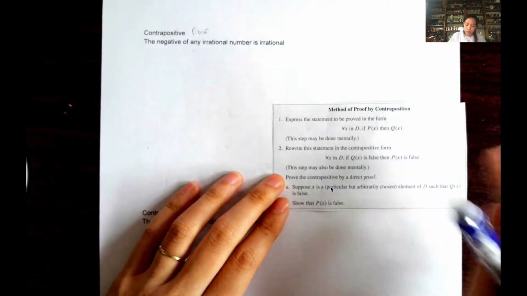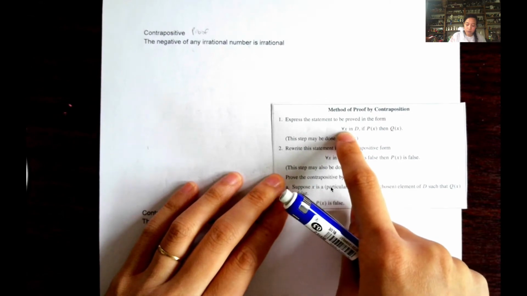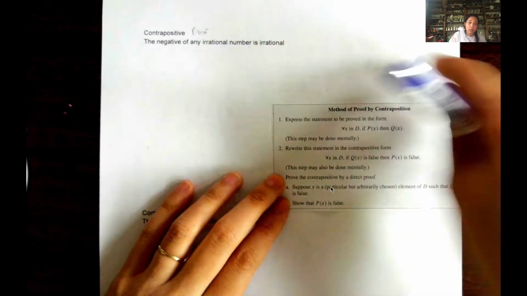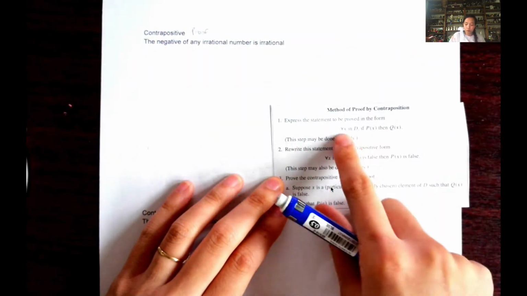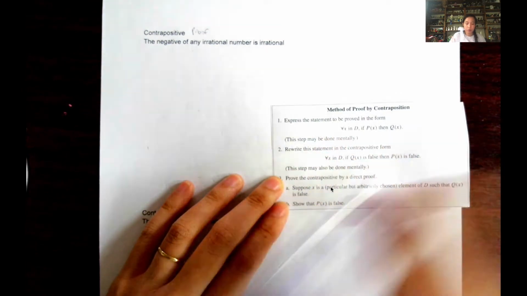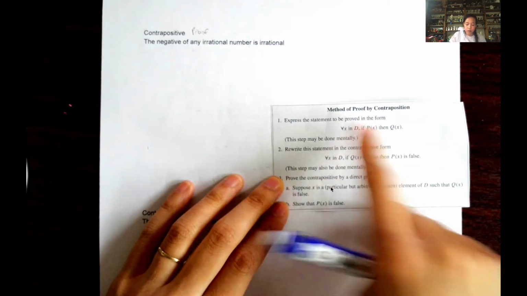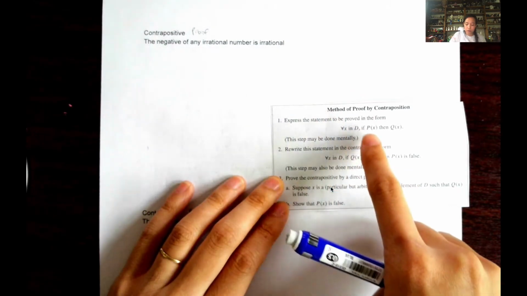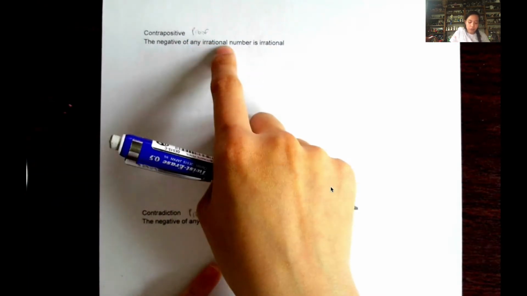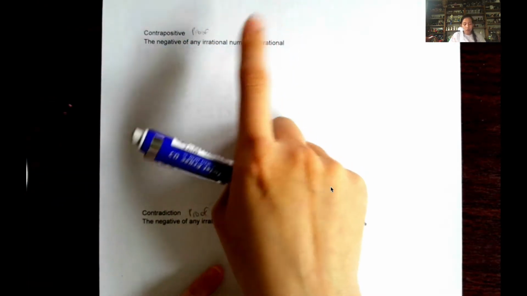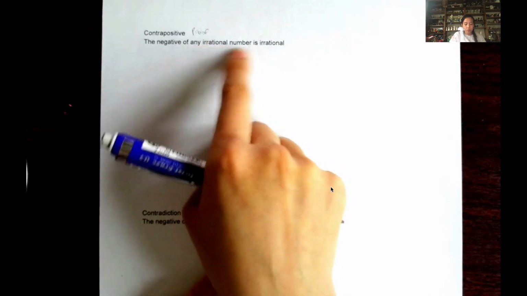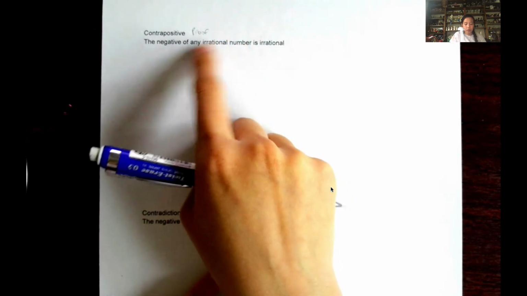So usually for this step, I usually just think, okay, I have to write this sentence in if-then form. I don't always write the for all x in some domain, but I do write the statement in if-then form. So if this, then that. So the negative of any irrational number is irrational. We're only dealing with one variable since it just says any irrational number.